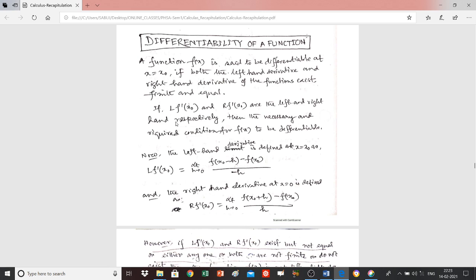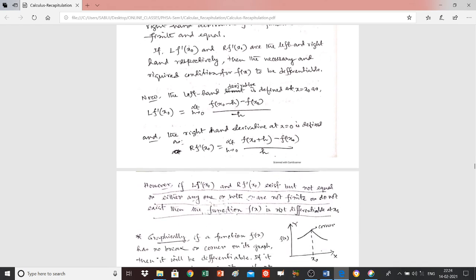And the definitions of the left hand derivative and the right hand derivative are also written here. The left hand derivative at the point x equal to x0 is given as limit h tends to 0, f of x0 minus h minus f of x0, by minus h. This is the definition of the left hand derivative. And in a similar way, the definition of the right hand derivative at the point x equal to x0 is R f prime x0, that is equal to limit h tends to 0, f of x0 plus h minus f of x0, by h.